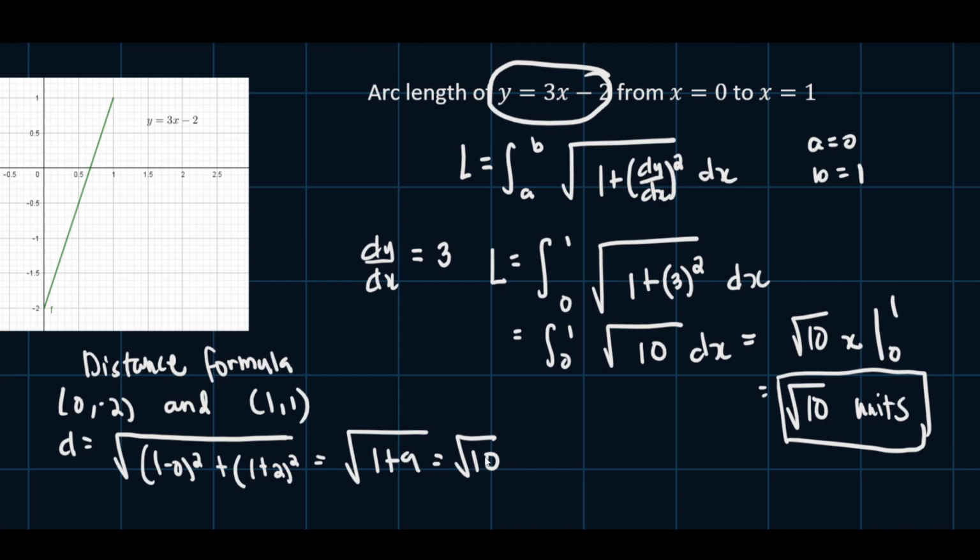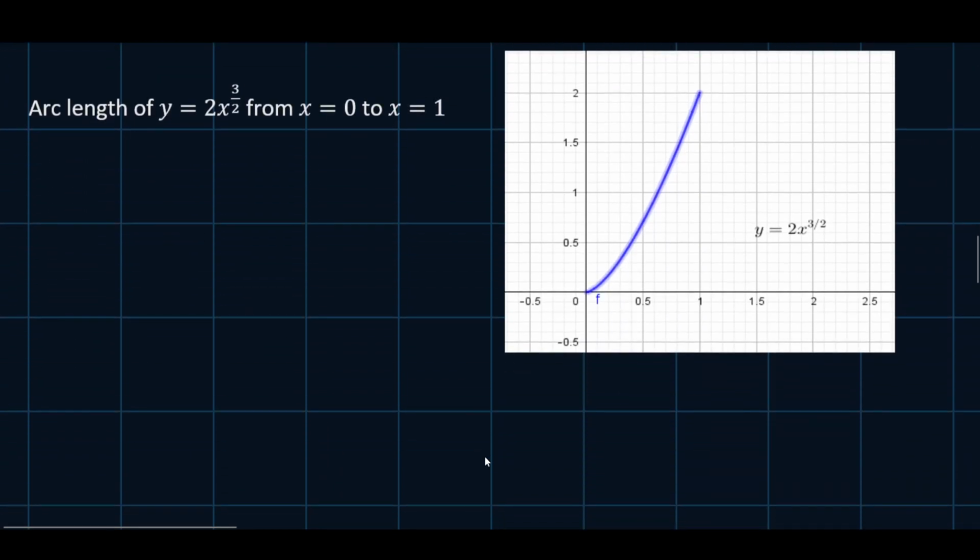Now, suppose yung gusto natin kuhanan ng curve is not just a line. Okay, katulad nito. We want to find the arc length of y equals 2x raised to 3 halves from x equals 0 to x equals 1. Okay, kung mapapansin nyo sa graph, it's curved. So, hindi natin ma-apply lang ang distance formula. Kasi that just gives us the straight distance between 2 points. Okay, kasi yung straight distance, that gives us the shortest distance.